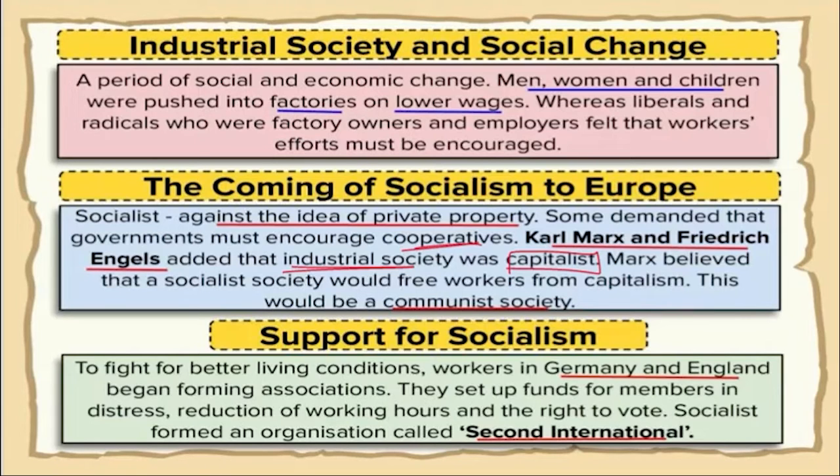So what happened was, Germany and England started to make associations, small social groups. Whoever was suffering from any distress, or had very high work hours, wanted them reduced, and the right to vote and good wages were demanded for all these problems. They were setting up funds, so whoever was needy could come and take a little amount of money. Such socialists formed an organization known as the Second International.